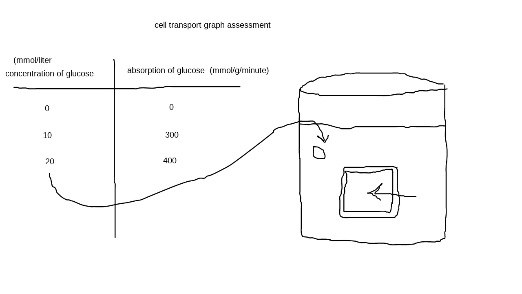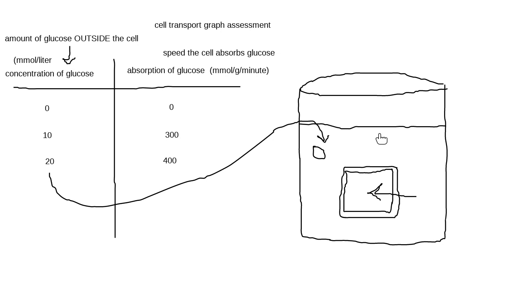So the amount of glucose is what's on the left. So the amount of glucose outside the cell, right? The amount of glucose outside the cell is what this first column is telling you, right? So if it's 0, for example, then the speed or the rate, right? The speed the cell absorbs glucose is this arrow here, right?